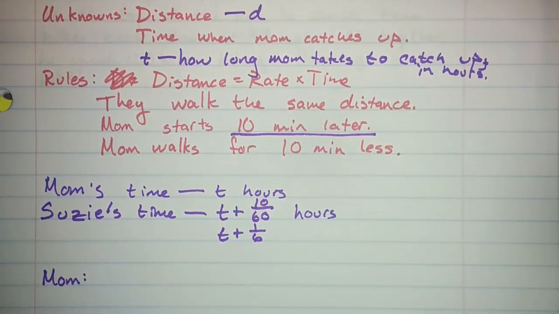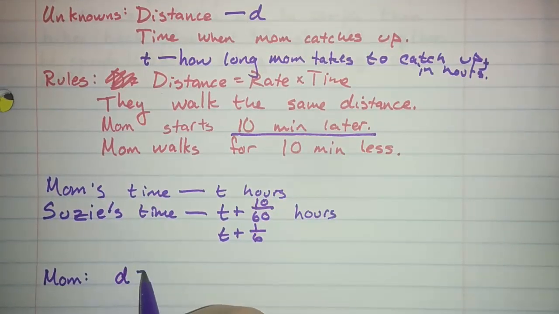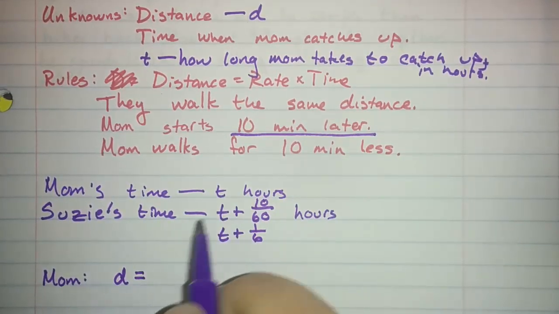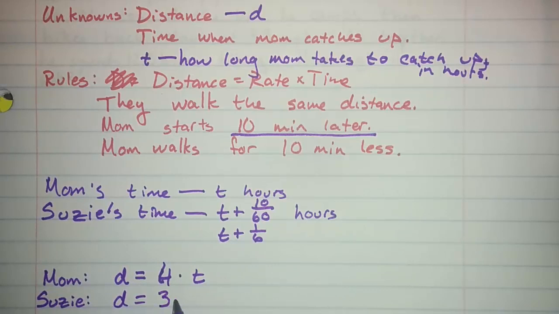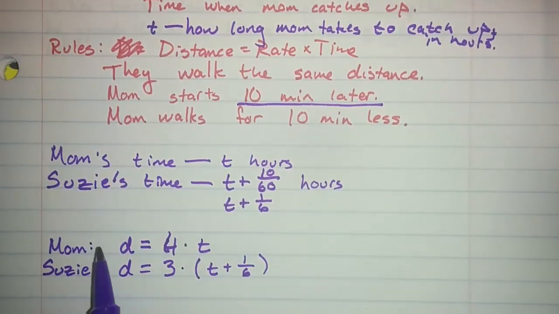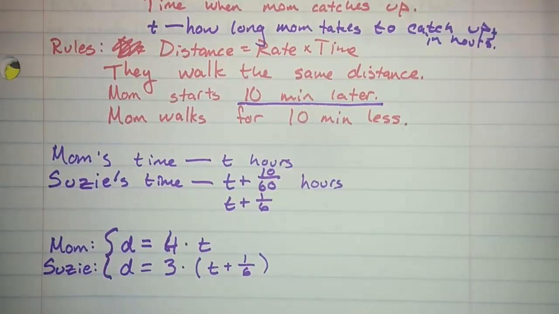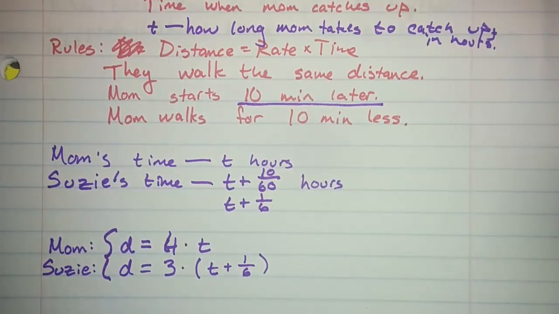All right, so they travel the same distance. For mom, I'm going to get the equation D equals her rate, 4 miles per hour, times her time, T hours. For Susie, I'm going to get her distance equals her rate times her time. And I think that's it. I think that's our system of two equations. We're ready to solve this now. Pause the video and try to solve this system.